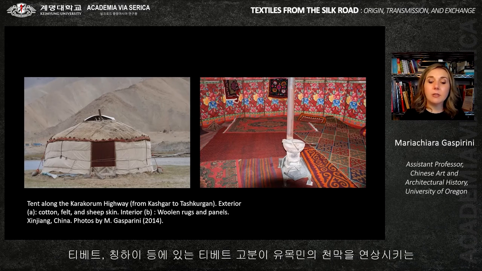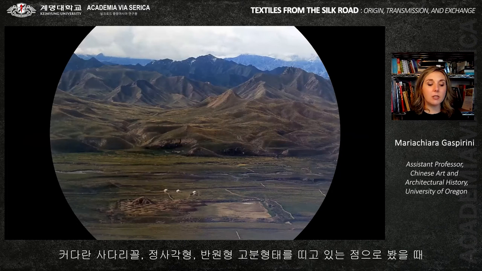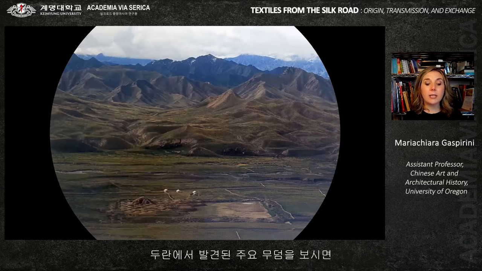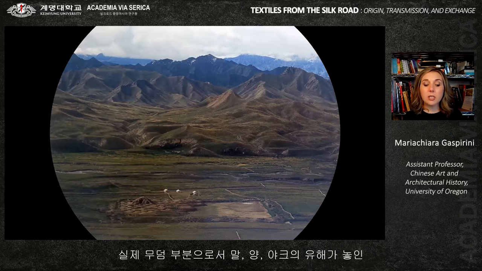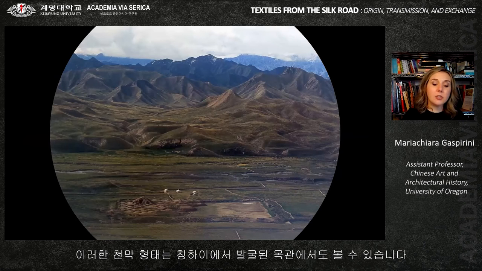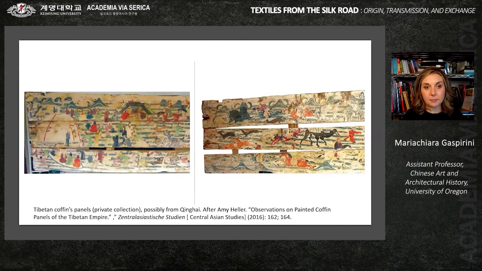Considering that Tibetan tombs, such as those in Tibet and Qinghai, are shaped as large trapezoid, square or semicircular mounds, recalling nomadic tents, a funerary use of this panel should not be excluded. The principal tomb excavated in Dulan has revealed an upper mound, which has been identified as a sanctuary, and a lower mound as the actual tomb containing remains of horses, sheep, and yaks as well. These tent shapes can also be seen on wooden coffins excavated in Qinghai.